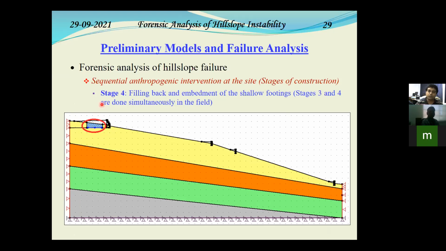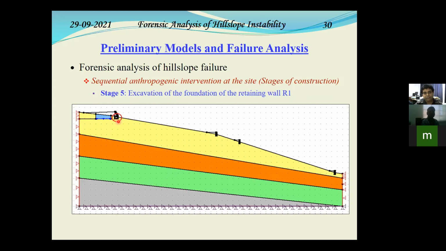Now in the actual site, stage 3 and stage 4 will be done simultaneously. Here we had done them a little bit separately. That doesn't change the scenario too much. Stage 5. So if you remember the chronological events, after the construction of the building, the things started moving.